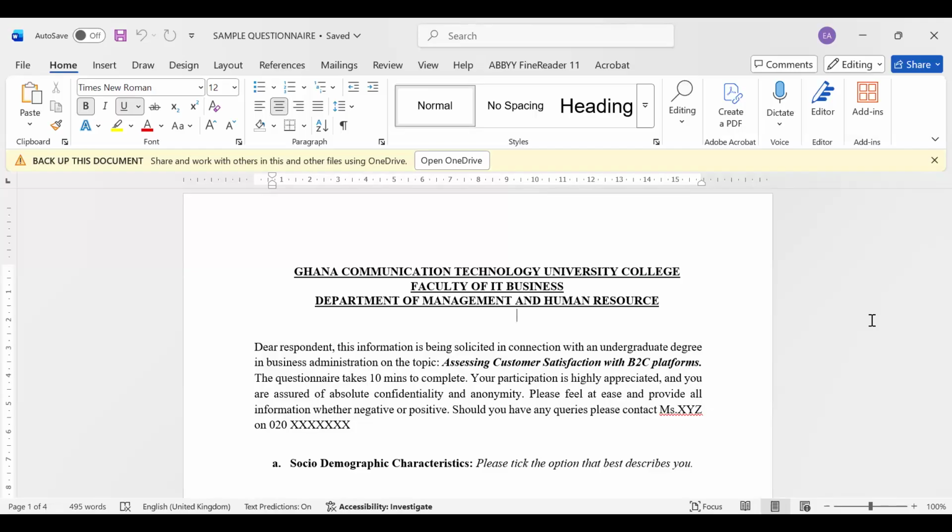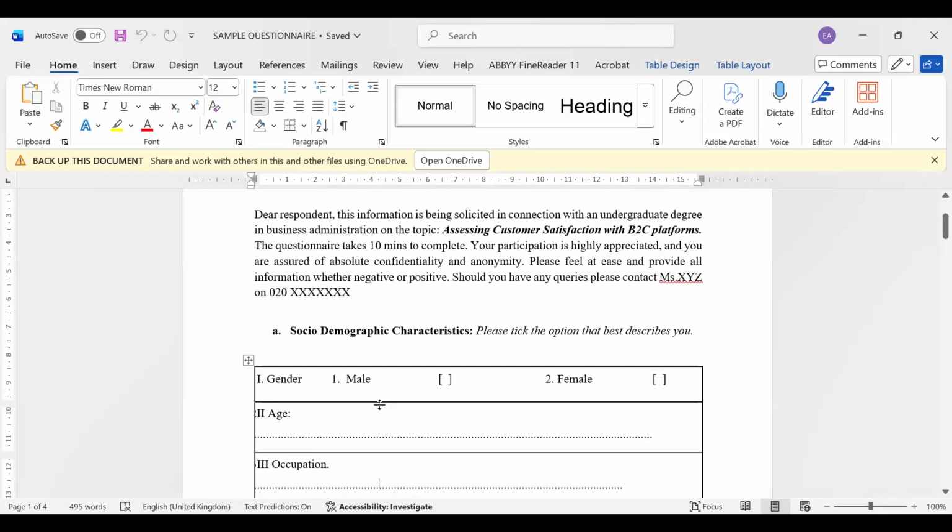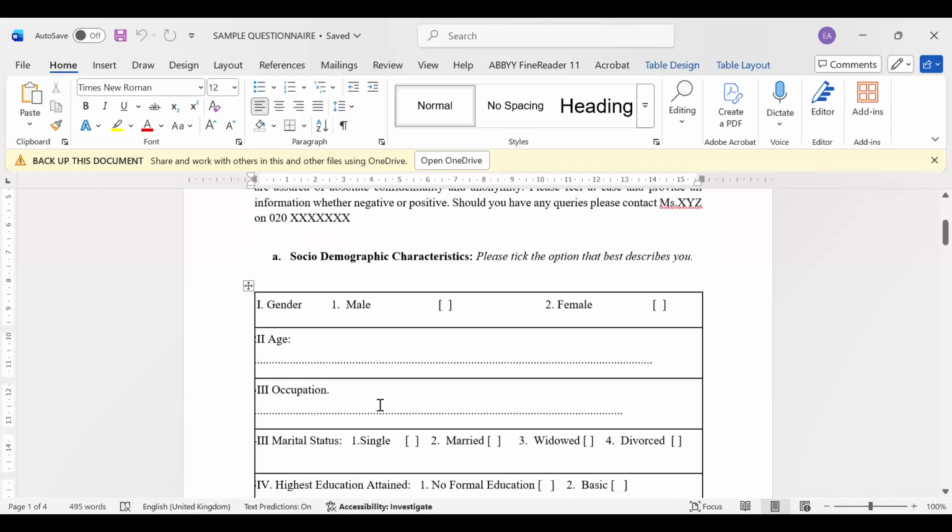Should you have any queries, please contact MXXYZ on 020XXXXX. Okay, so the information here should be your topic. We should know what topic you are dealing with. We should know approximately how many minutes it's going to take the respondents. We should also talk about ethics, which is about, in this case, confidentiality. And then if they have questions, they should have a place where they can get clarification. These elements must be there for a well-structured questionnaire.